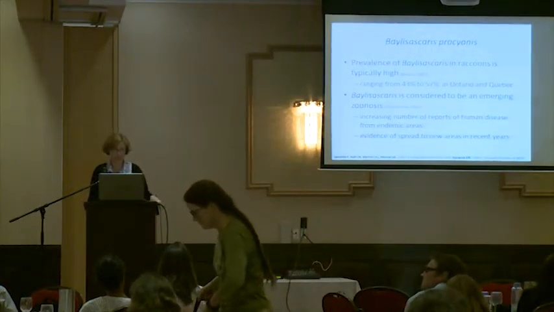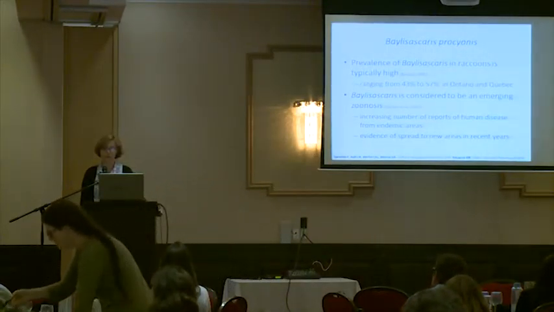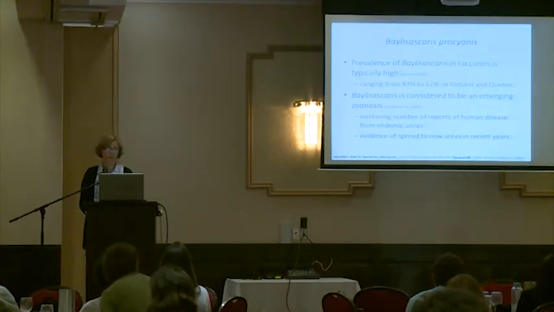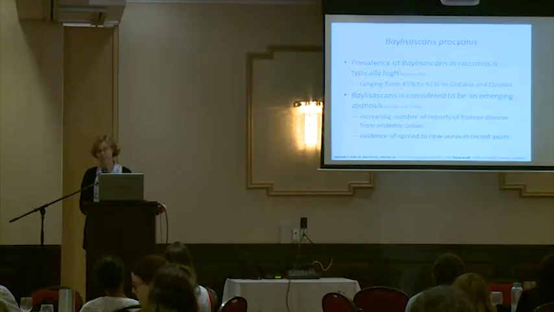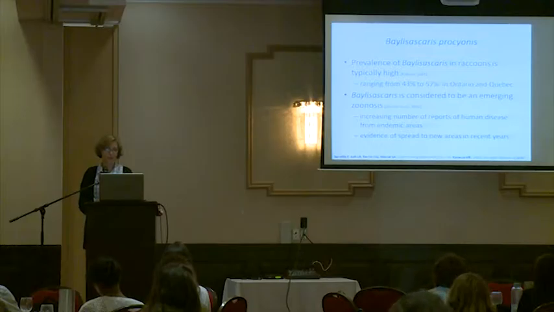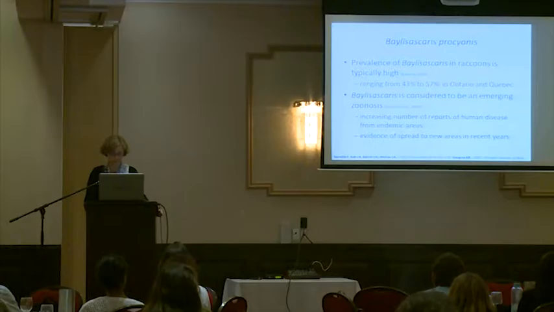So the prevalence of Baylisascaris in raccoons tends to be quite high. There are some reports from the mid-1980s where the prevalence ranged from about 43 to 57% in Ontario and Quebec. It's considered to be an emerging zoonosis. There seems to be an increasing number of reports of human disease from endemic areas, and there's some evidence of spread to new areas in recent years as well.